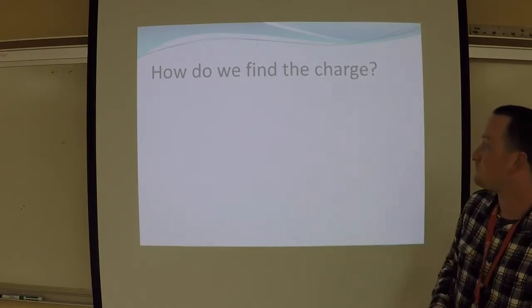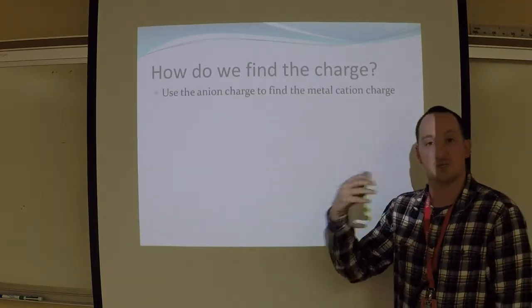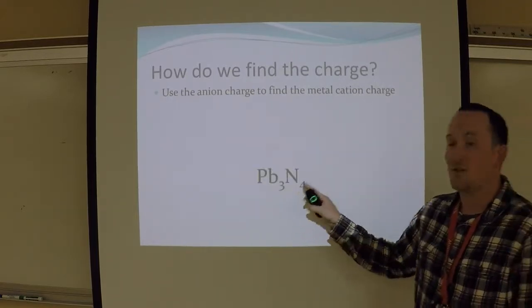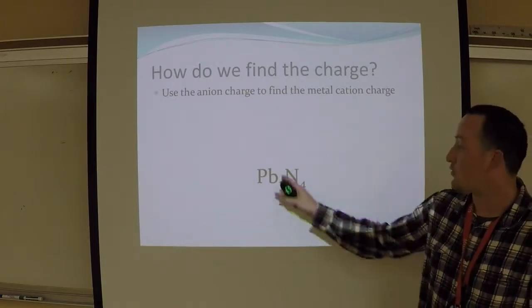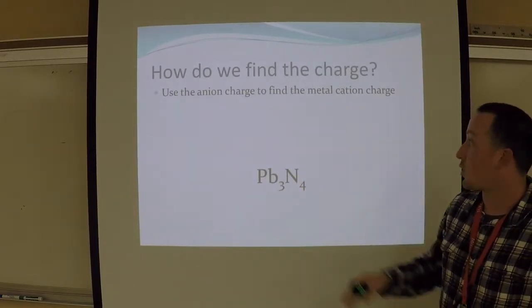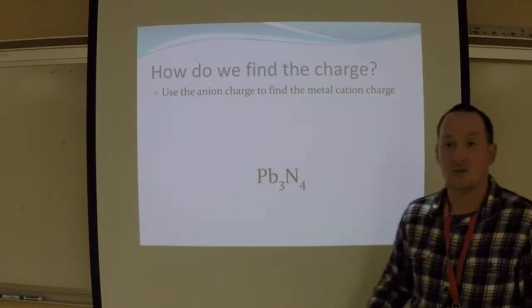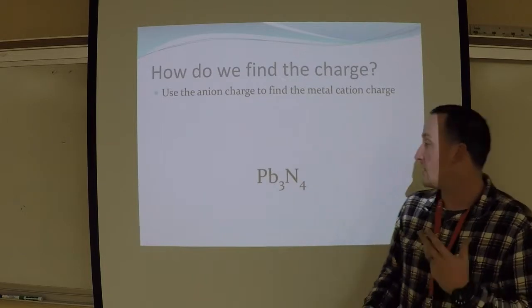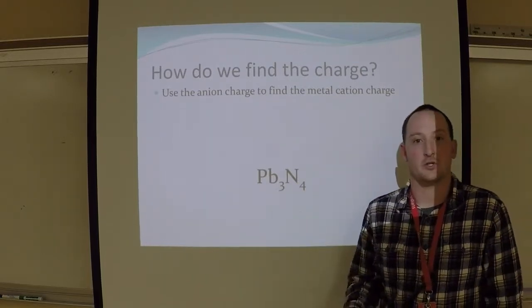Okay, so let's look at one more. Again, we're going to use the anion charge to find the metal cation charge. So now I have Pb3N4. Okay, so I know this is lead, and I know this is nitride, or nitrogen. So I'm going to use my anion. Well, nitrogen is in column 5A. So what that tells me is that nitrogen has to have a -3 charge.